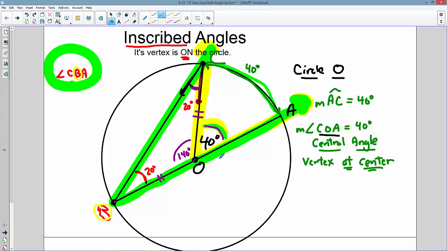Okay? So what happens is this 20 is half of 40, and that's true for all inscribed angles, okay? So inscribed angles are half the measure of the intercepted arcs.